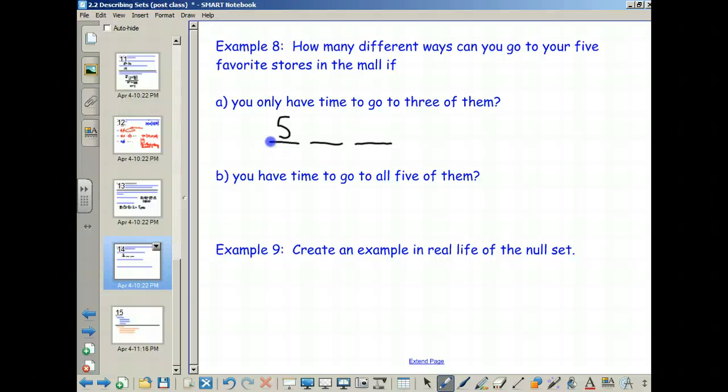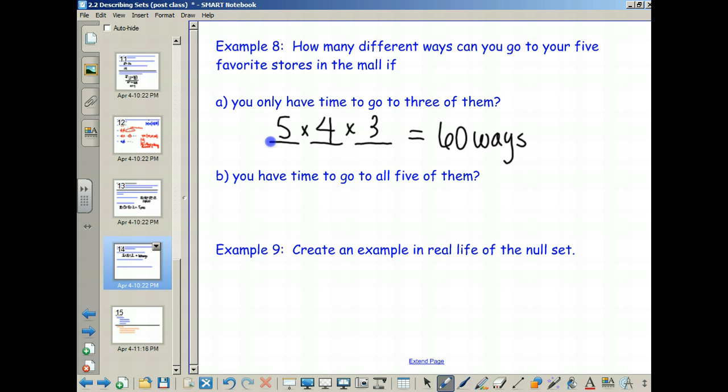Okay, so after I've chosen my first favorite store to go to, how many choices do I have after that? 4. And then 3. And we multiply by the fundamental principle of counting, and we get 60. There are 60 ways in which I could choose those 3 stores and in what order.